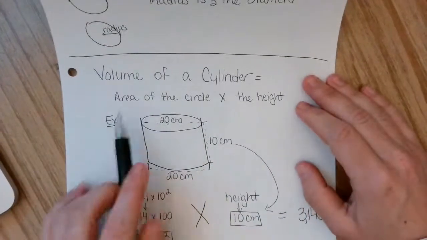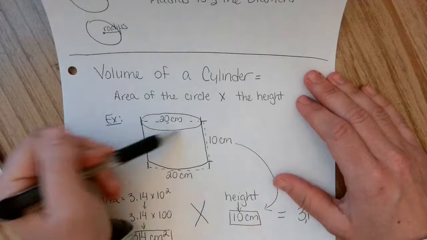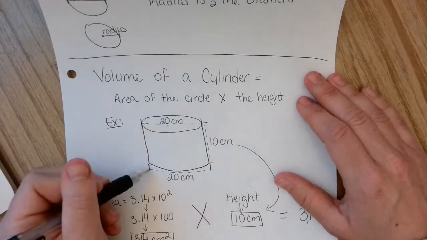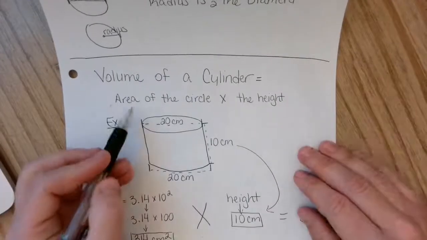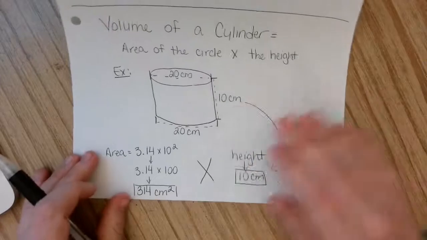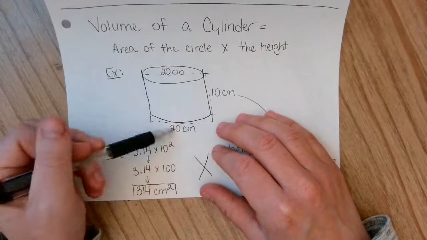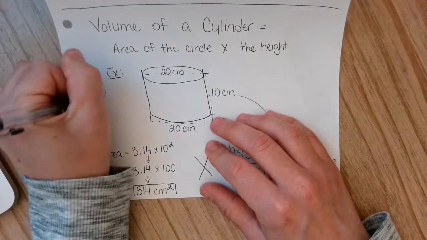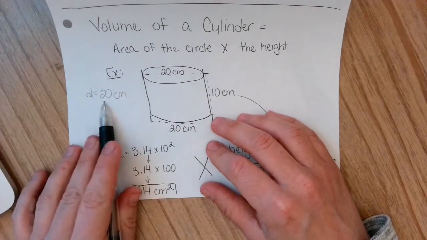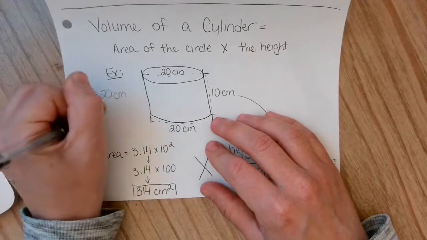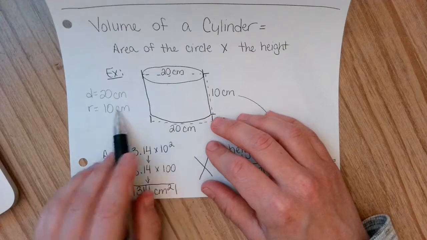So volume of a cylinder, like I said, you have to find the area of the circle. The circle would be either the top portion, or if it's drawn upside down, the circle on the bottom portion. So you have to get the area first. To get area, we're going to cut that diameter in half. Diameter, we know, is 20 centimeters, but we don't want diameter, we want radius. So the radius is 10 centimeters, because 20 divided by 2 gives you 10.